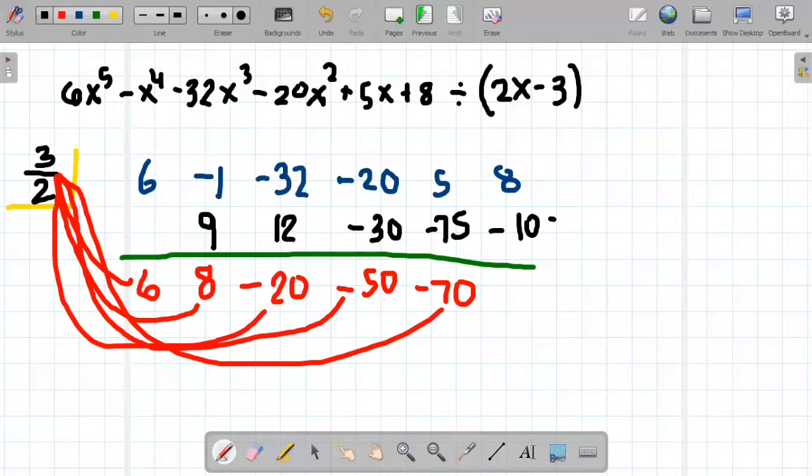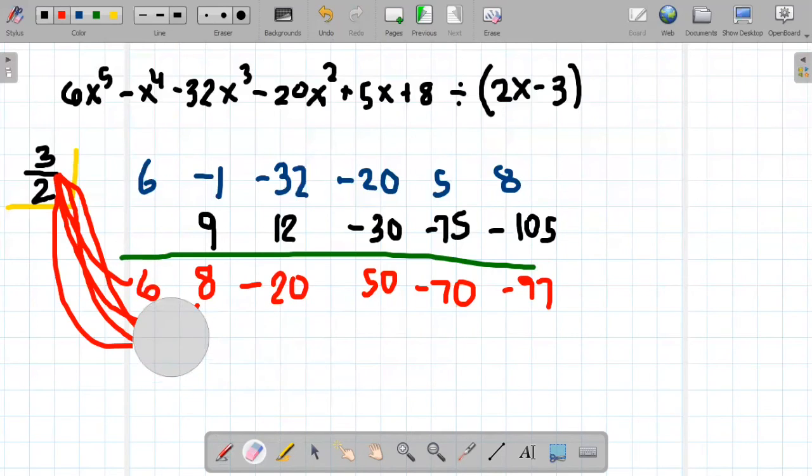Again, you need calculators for this one if you are having a hard time multiplying an integer by a fraction. And then you add 8 plus negative 105. The answer is equal to negative 97. Okay, so this is your answer.